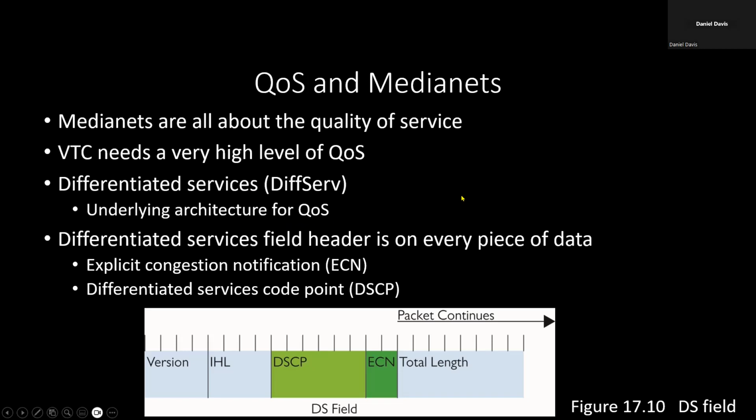One of the key aspects of this is that we add a differentiated service field header to every piece of data. We can see a little image of what that looks like down here. There are a couple key aspects: ECN and DSCP. ECN stands for Explicit Congestion Notification, and Differentiated Services Code Point is DSCP. We'll talk a little more about what's going on with those in the next slide.